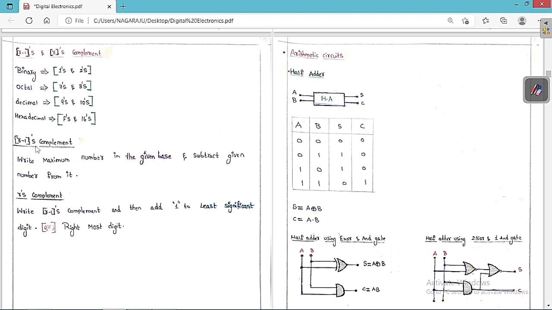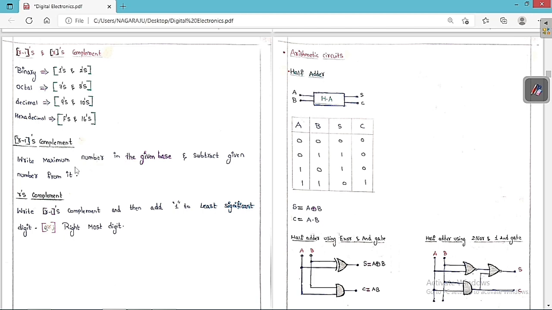First, we have to write the maximum number in that base system, with the corresponding number of digits. Suppose they are given 3 digits, so with respect to 3 digits, we have to write the maximum number. Now subtract the given number from this maximum number, and whatever result you get is called the R minus 1's complement. So write the maximum number in the given base and subtract the given number from it. Then this is called the R minus 1 complement.